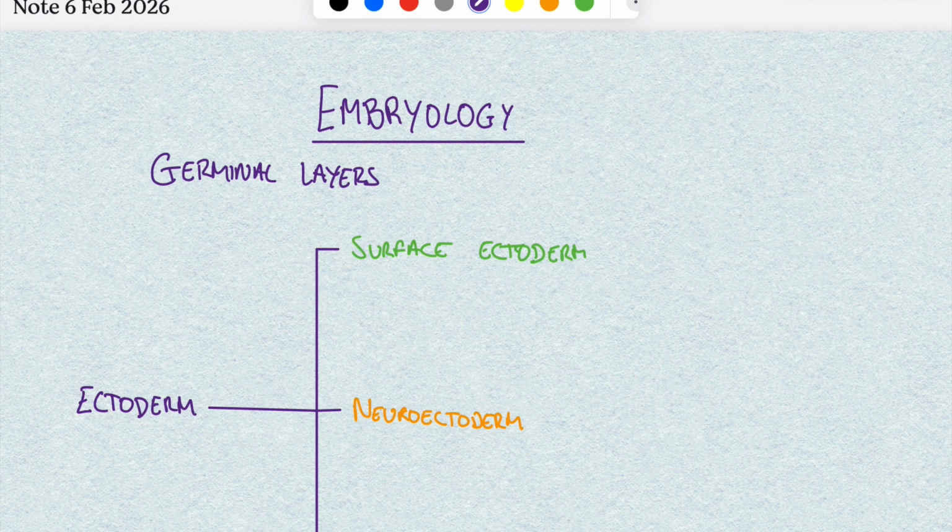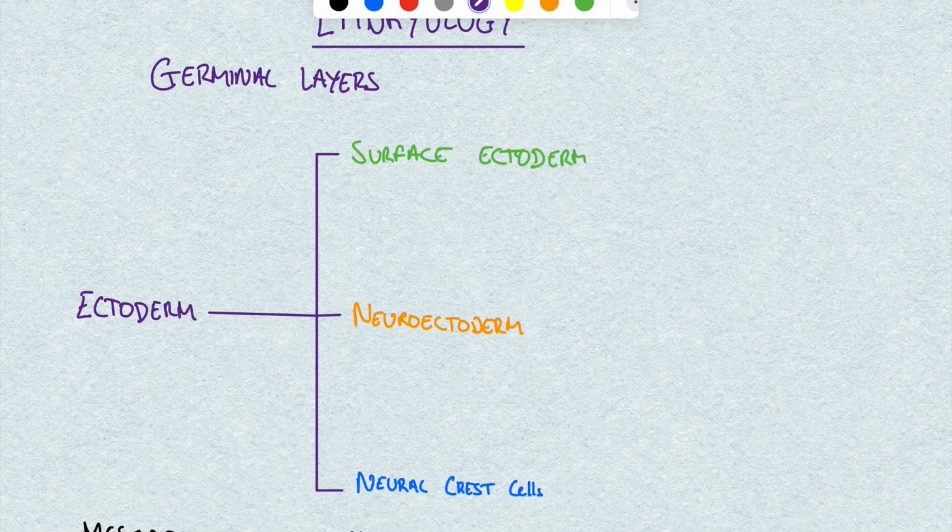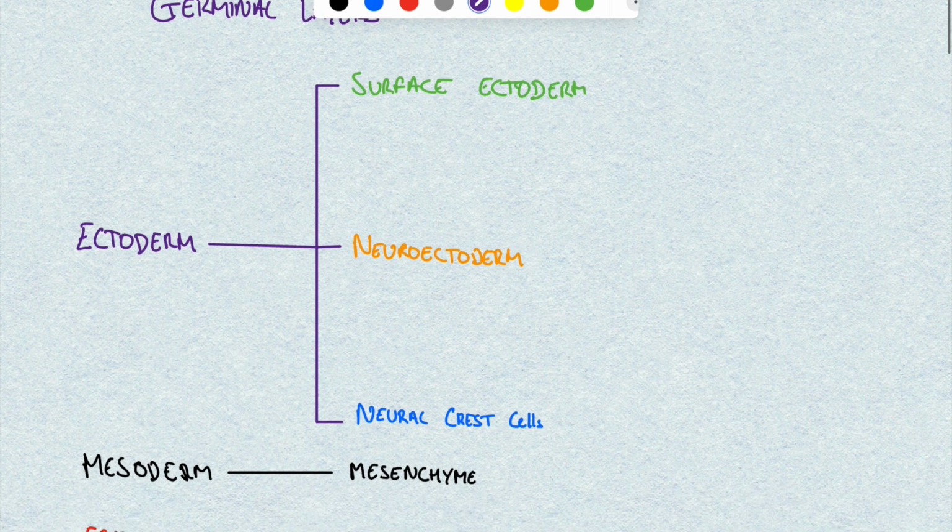To understand embryology of any structure in the body, you need to understand the germinal layers. Essentially, all we need to understand is that there are three main germinal layers. There's the ectoderm, the mesoderm, and the endoderm. The ectoderm is split up into surface ectoderm, neuroectoderm, and neural crest cells. The vast majority of the structures in the eye are made up from ectoderm and split into these three categories. You also have mesoderm, which can be linked to mesenchyme, and you also have endoderm, which is not involved in eye development.